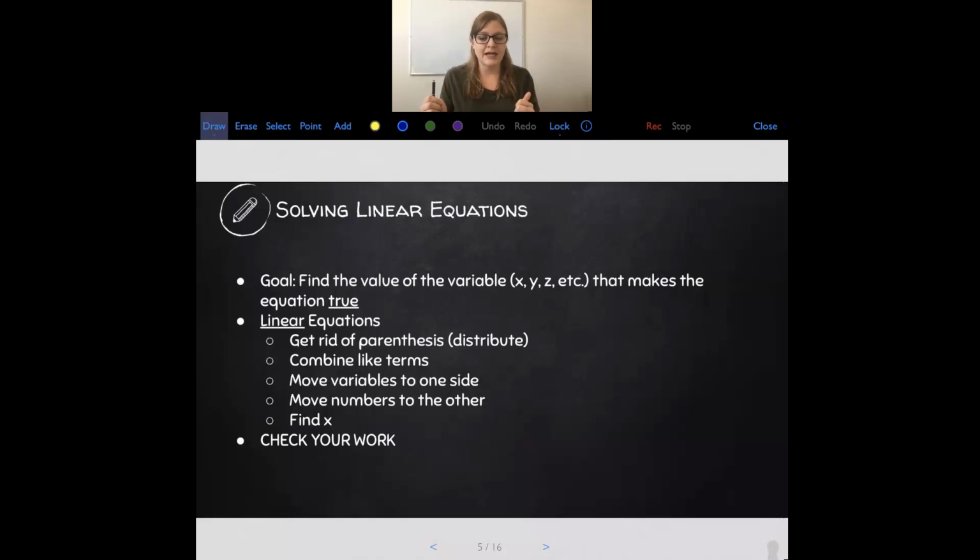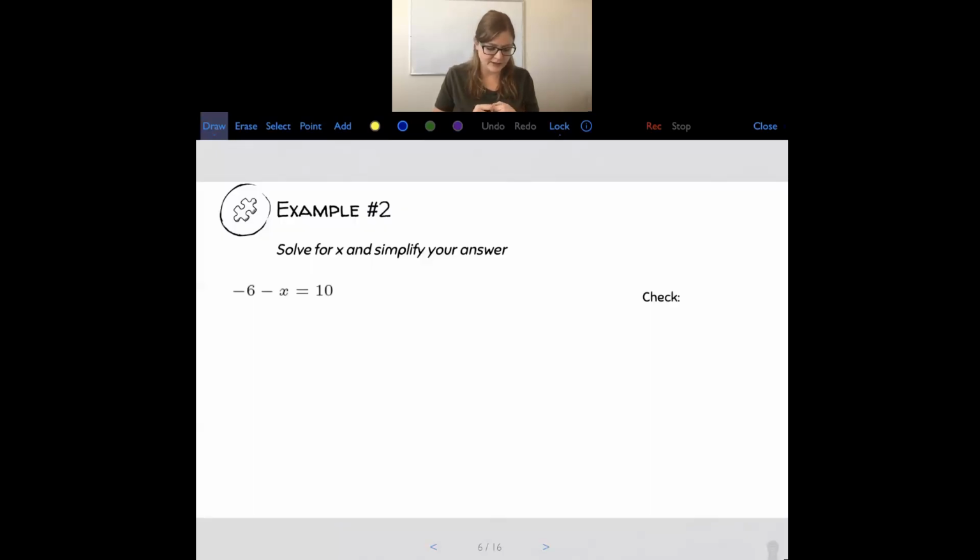There's usually an easy way to check to see if your answer is true, kind of like we did on the previous slide, for you to know if you made any mistakes, to see that you're getting the answer correct, and things like that. Okay. So example number 1. Oh, I don't know why it started off with, the previous one was number 1. Okay, example 2. Solve for x and simplify your answer, and then we're also going to check our answer.